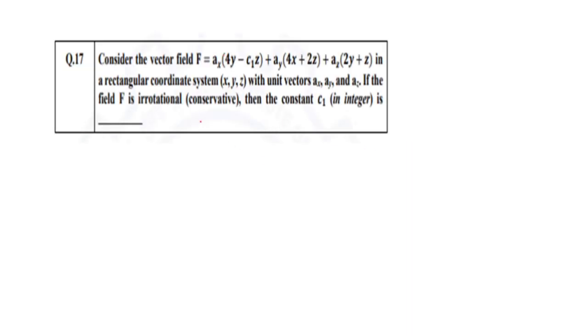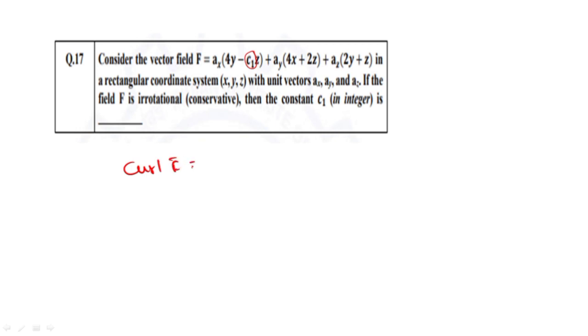And here also consider the vector field F equal to ax times (4y minus c1 z), ay times (4x plus 2y), plus az times (2y plus z), in a rectangular coordinate system with unit vectors ax, ay, az. If the field F is irrotational or conservative, then find the constant c1. Instead of i bar, j bar, k bar, they have given ax, ay, az. Don't worry. This field is said to be irrotational, so its curl will be 0.